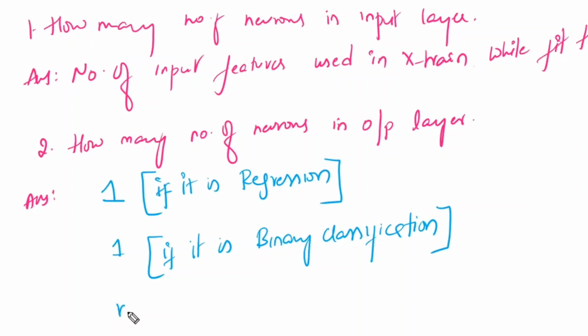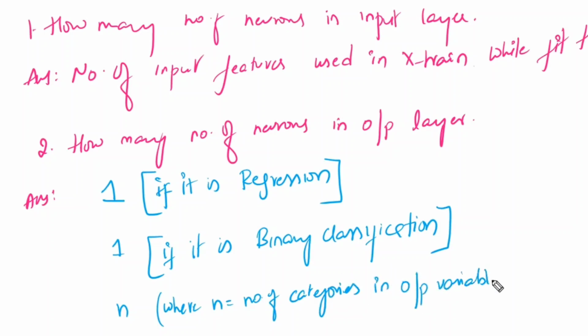It is equal to n, where n is equal to the number of categories in the output variable. And this n will be used if it is a multi-class classification model. Multi-class classification model means n. For binary class 1, for regression 1, and for multi-class n.